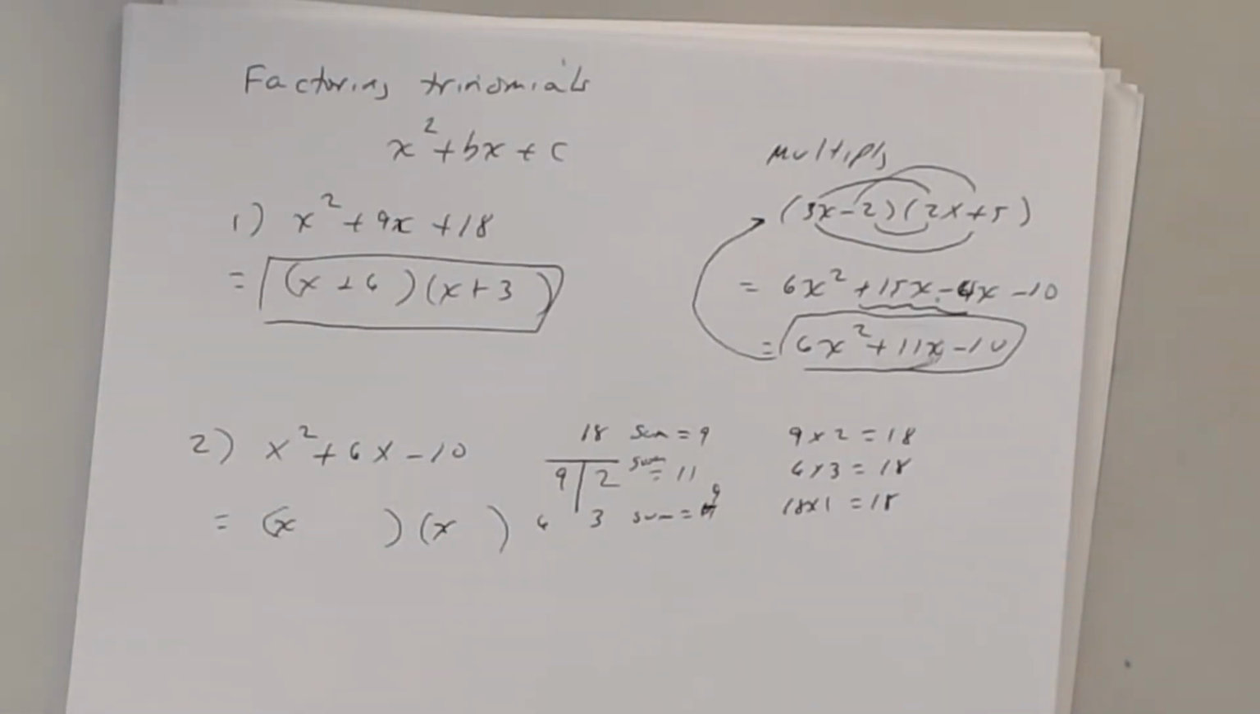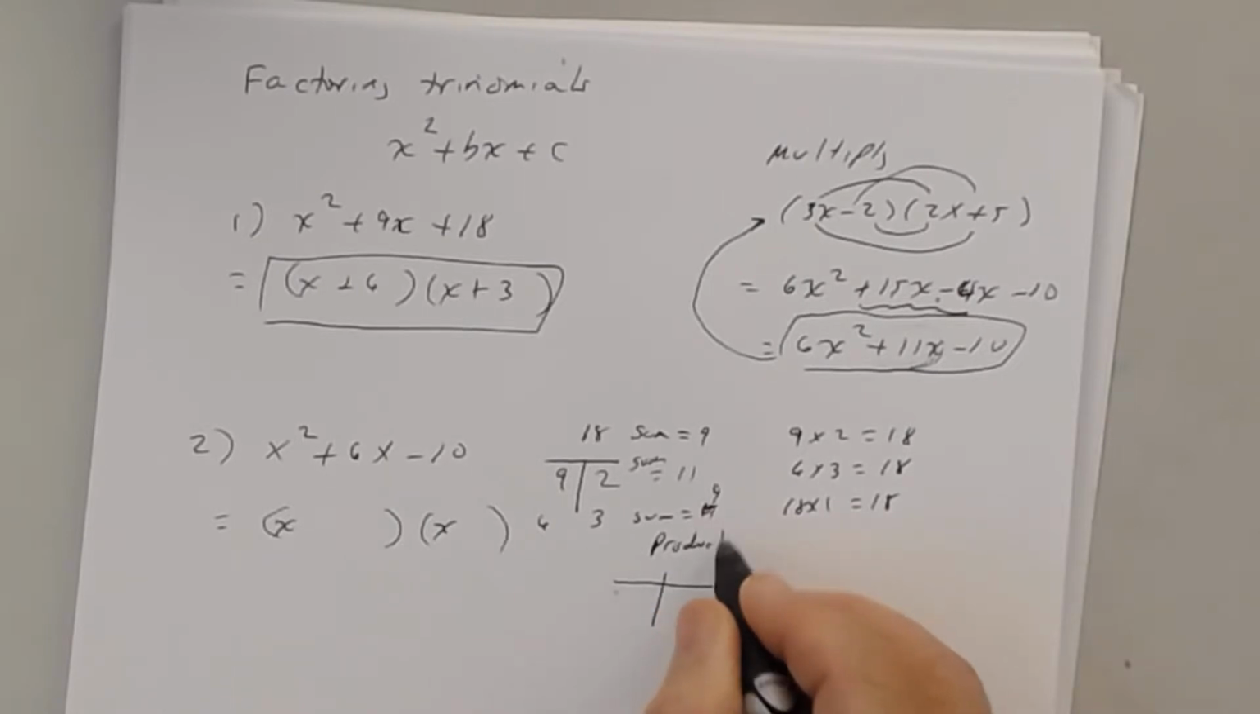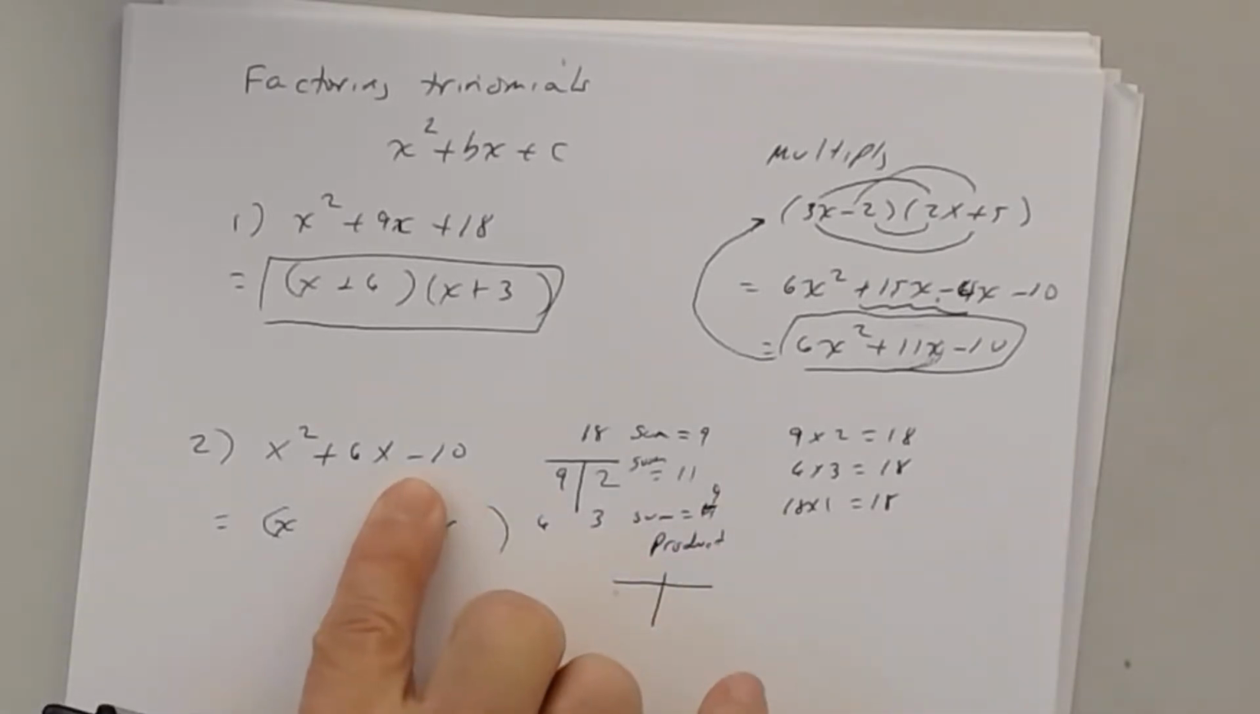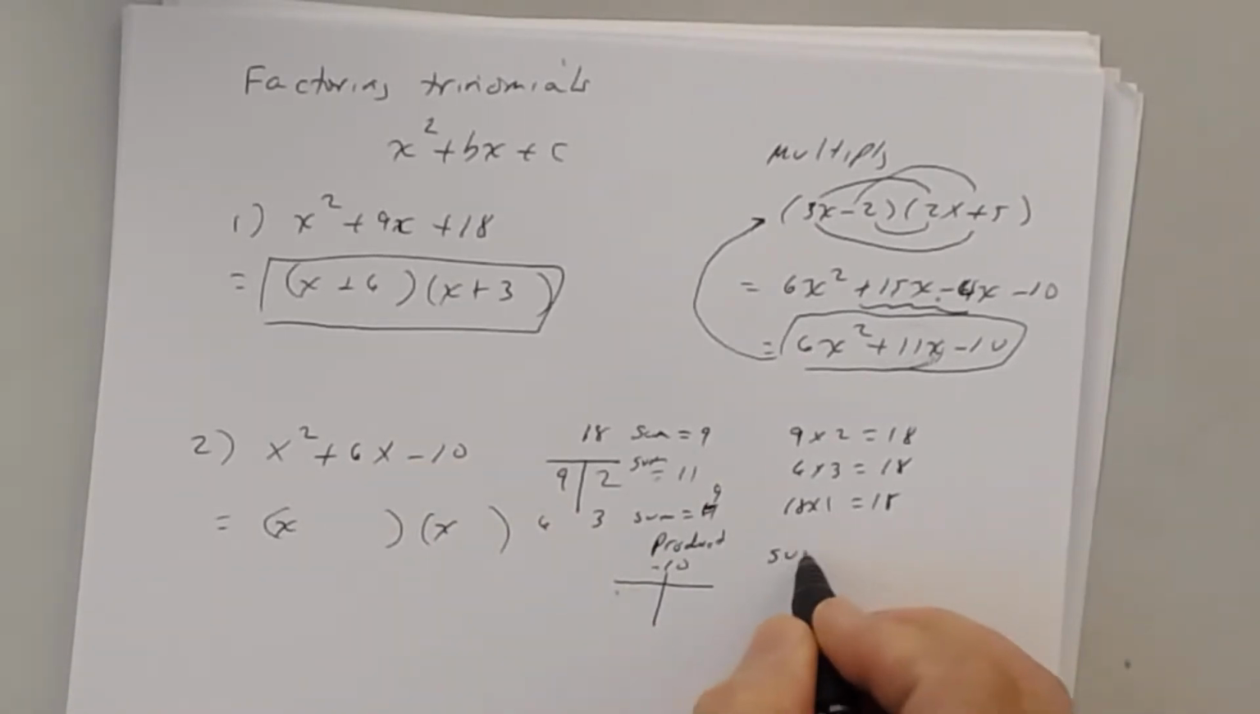All right, now let's talk about the rest of this. Give me two numbers, and you can in your mind tell me what those are. Give me two numbers whose product is what? Not 10. Negative 10. The constant is not 10. What's that constant? Negative 10. And whose sum needs to be what? Positive 6. All right?